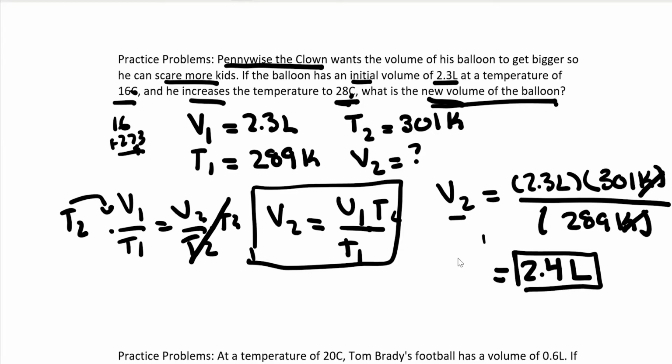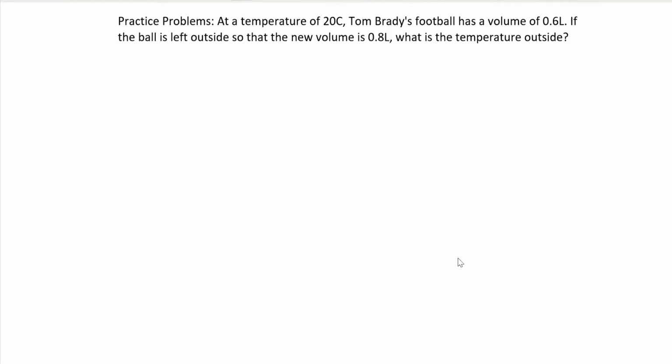Does this make sense? As mentioned earlier, it was a direct relationship between volume and temperature. In this instance, we increased the temperature to 28 degrees Celsius. That means the volume is going to increase. Initial volume was 2.3. We got 2.4. Therefore, 2.4 is V2. All right, let's try one more problem.